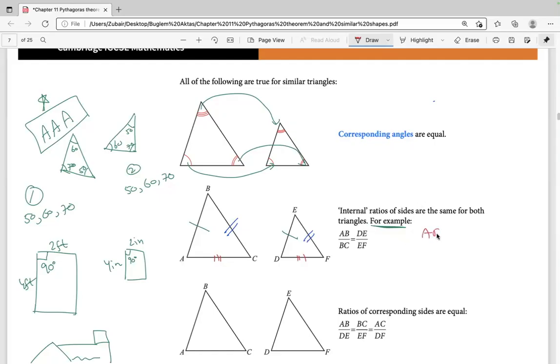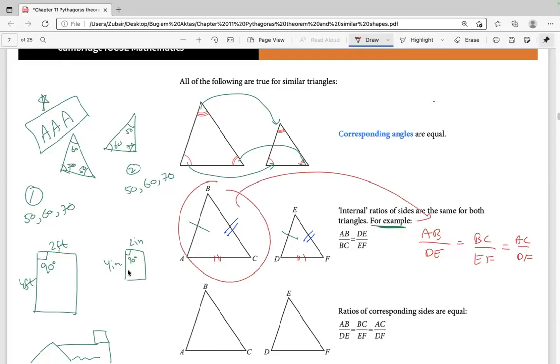So I could say AB divided by DE. Notice that both of the sides are coming from two different triangles. AB divided by DE is equal to BC divided by EF, equal to AC divided by DF. And notice that every side of the first triangle is written in the numerator, and every side of the second triangle is written in the denominator. We could change it, but we choose one triangle and we keep it on top at all times.